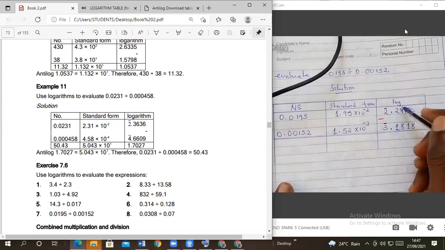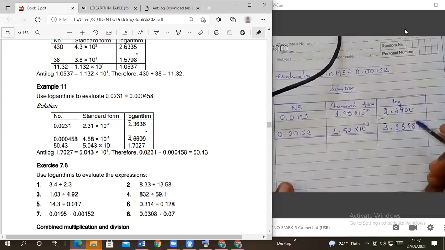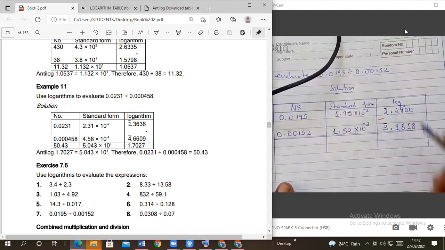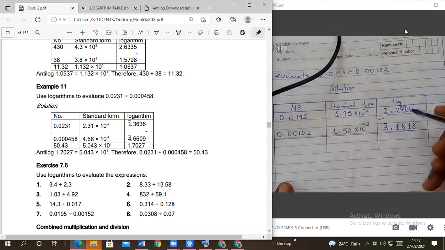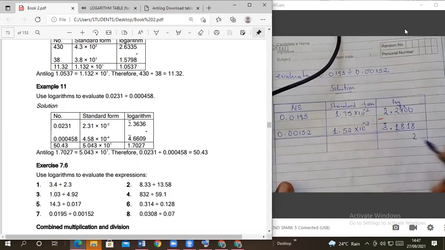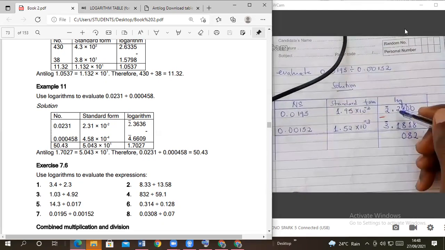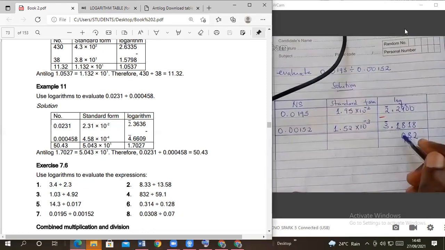So when we borrow from 9, we remain with 8. Here becomes 10. Now from here again becomes 9. Then this one becomes 10. So 10 minus 8, what do we get? We get 2. Here is 9. 9 minus 1 is 8. 8 minus 8 is 0. 2 minus 1 is 1. 1 point.